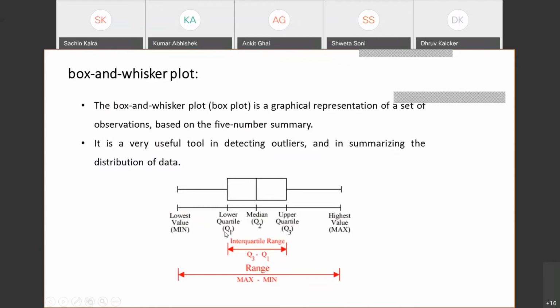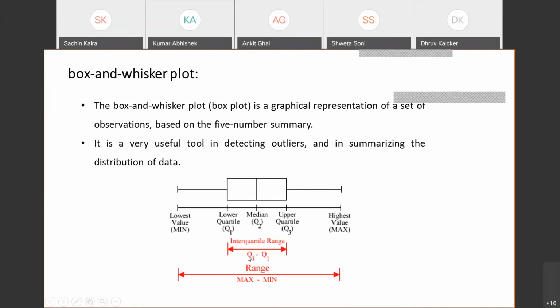Now again, box and whisker plot: Q3 minus Q1 gives the interquartile range, and quartile 2 is the median, and that's it. It's a very useful tool to detect outliers. Some values come up here, some values come up here. Whichever values fall beyond this maximum and minimum will be taken as outliers.